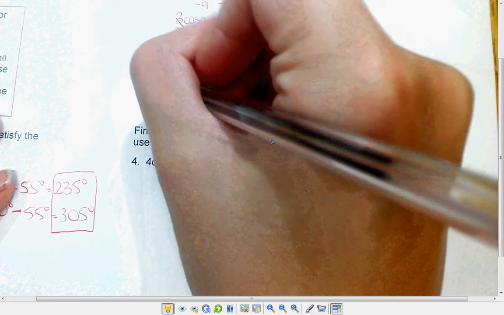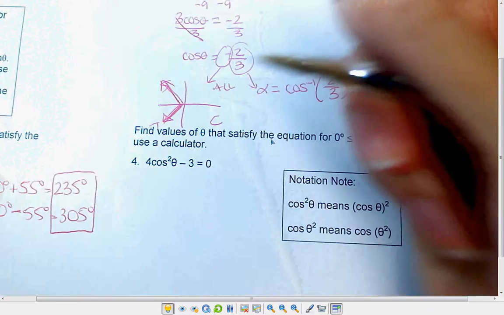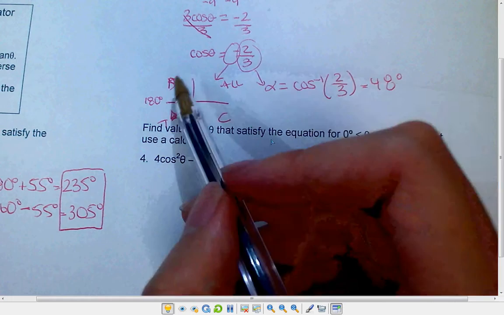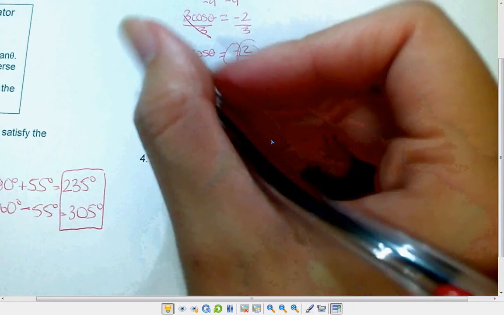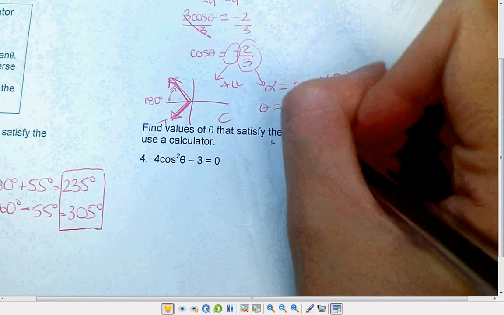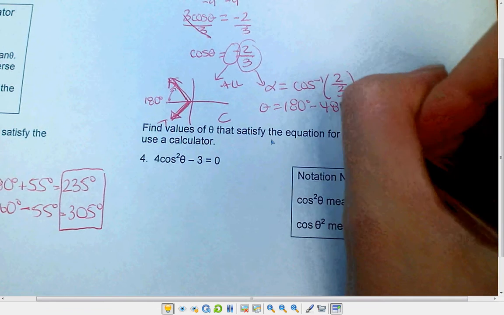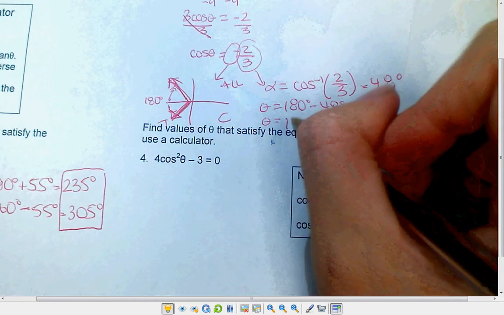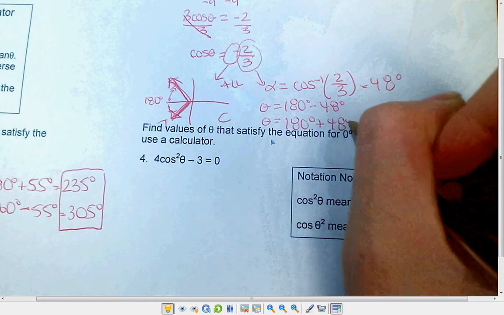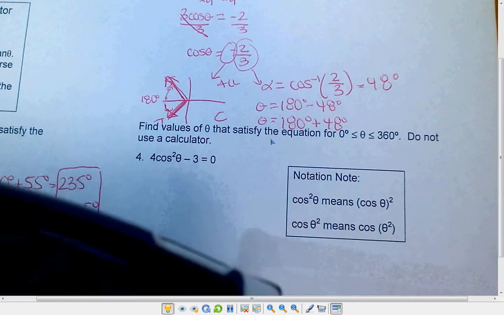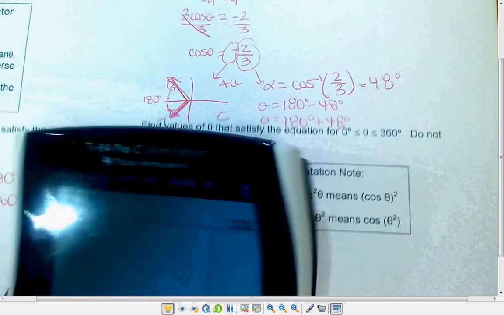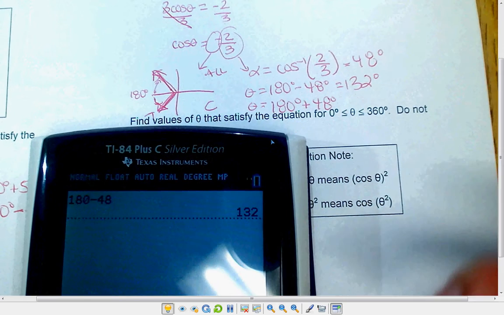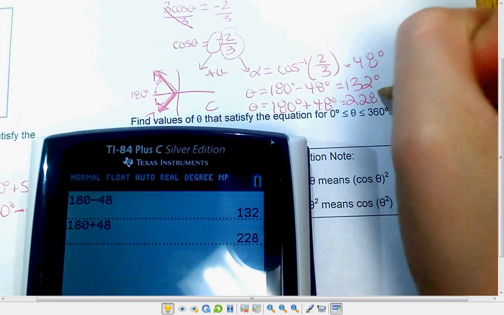it's going to be in the second and third quadrant. So our angles, they're both starting with 180 degrees. In the second quadrant, we're going towards 90, so it's decreasing. So we have 180 minus 48 degrees. And in the third quadrant, it's going towards 270, so it's increasing, and we have 180 plus 48 degrees. This is going to give us our two answers, which are 132 degrees and 228 degrees.